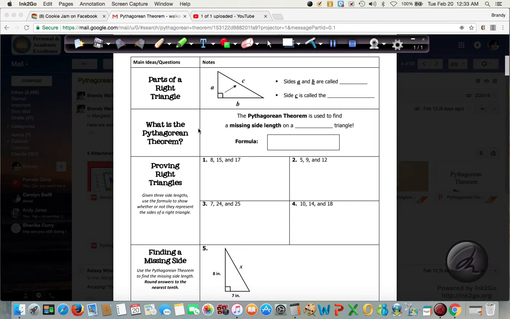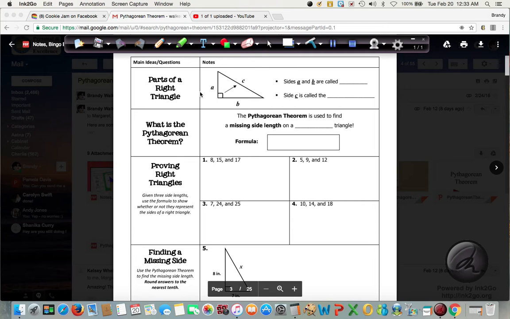We're going to use a similar format to Cornell notes, where we have information or our main ideas over here on the left and our notes on the right. The first thing we need to know about the Pythagorean Theorem is when do we use it? We only use it when we talk about triangles that have a right angle. That is the most important part of the Pythagorean Theorem. You can't use it on just any triangle. It has to be a right triangle.